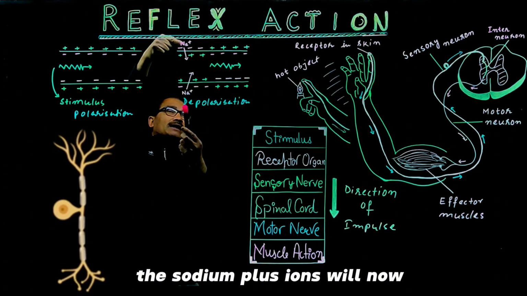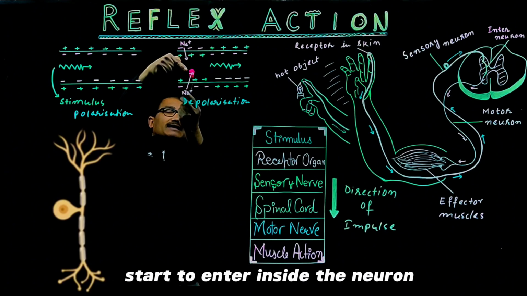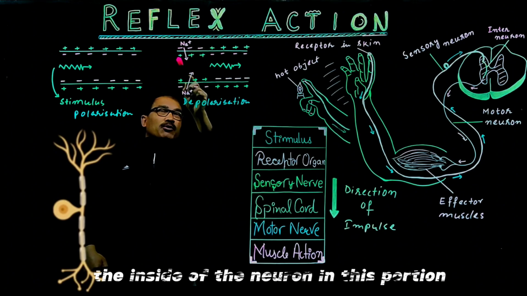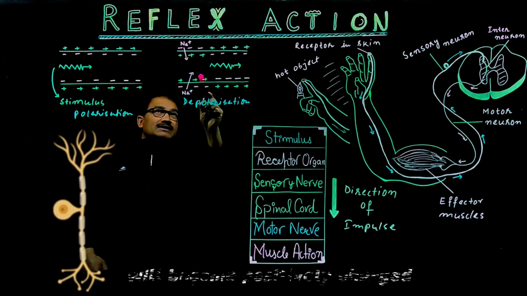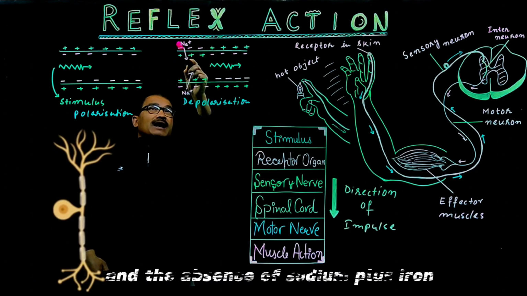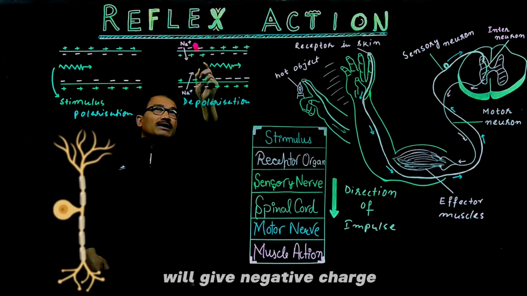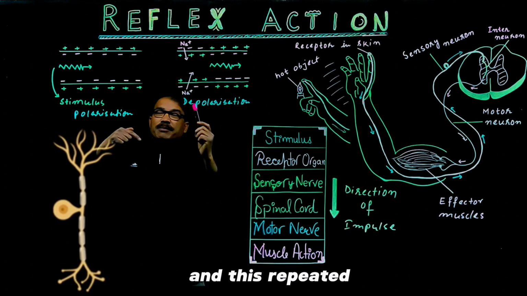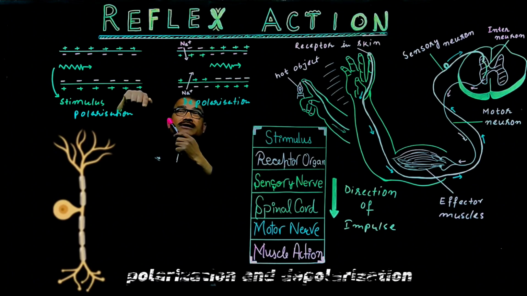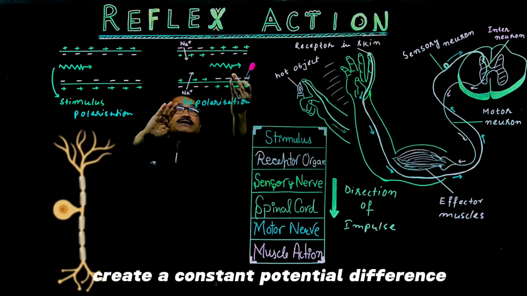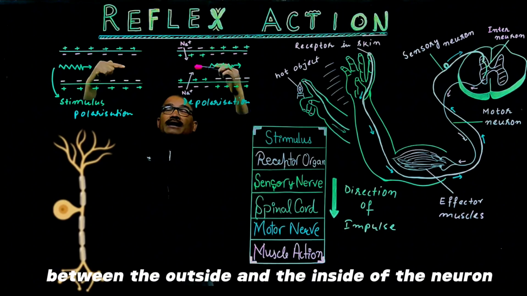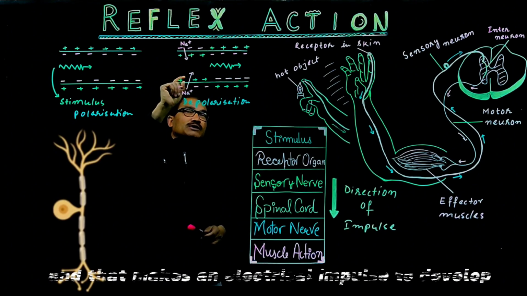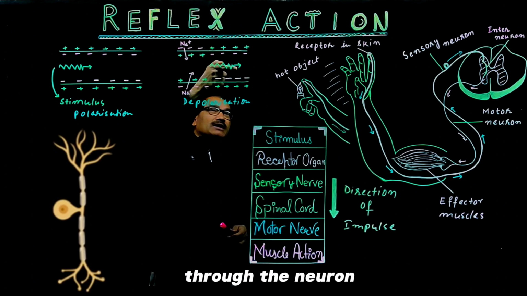Whenever there is a stimulus, that will make the membrane of the neuron semi-permeable, and as a result the sodium plus ions will now start to enter inside the neuron, and because of their entry, the inside of the neuron in this portion will become positively charged, and the absence of sodium plus ions outside of the neuron will give negative charge, and this is called depolarization. And this repeated polarization and depolarization create a constant potential difference between the outside and the inside of the neuron, and that makes an electrical impulse to develop and advance through the neuron.